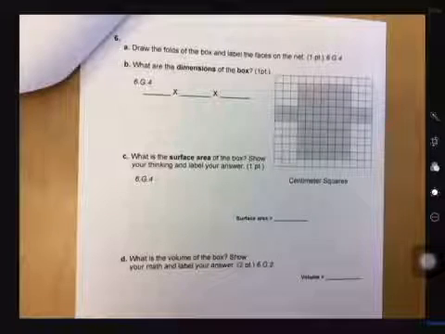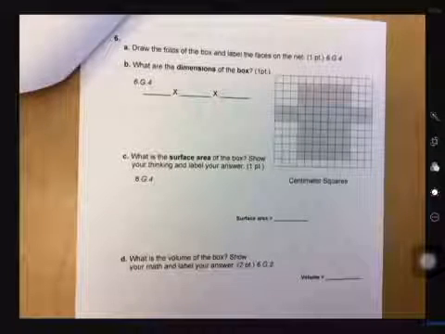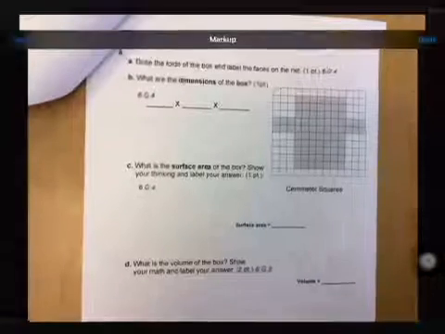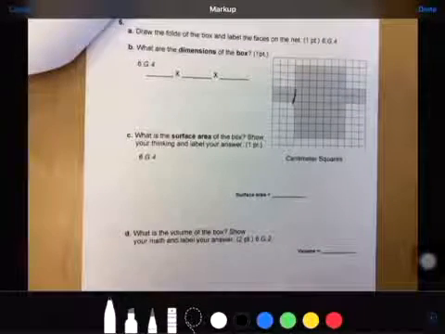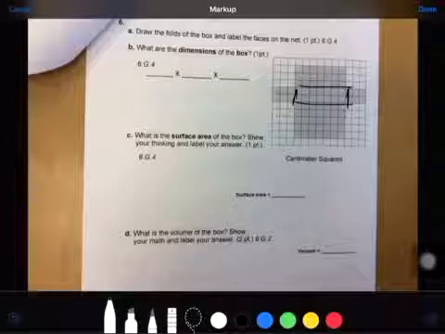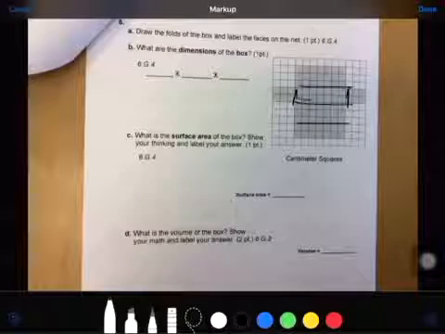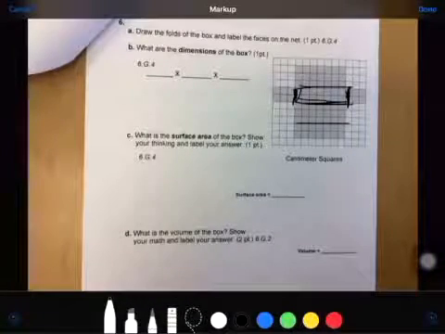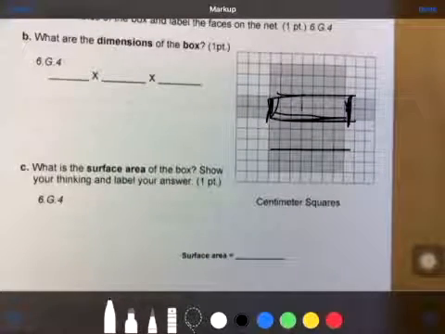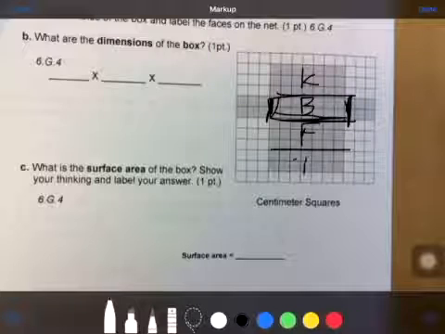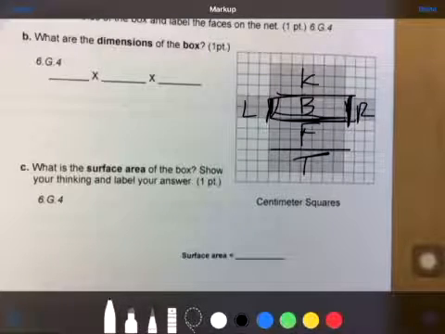Alright, so the first thing you had to do on this one was draw the folds and label the faces on the net. So to draw the folds, you probably just would be putting some lines right about here. Try to get them in the right spot to show where the box would fold up. You were then supposed to label on there the faces. So call this my bottom, that's my back, front, top, left, right.